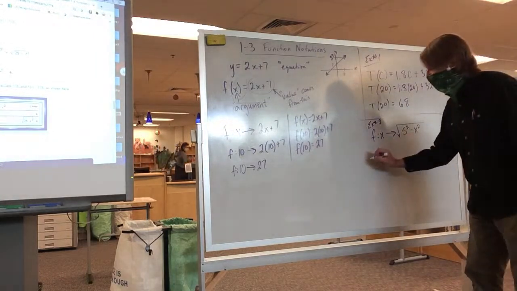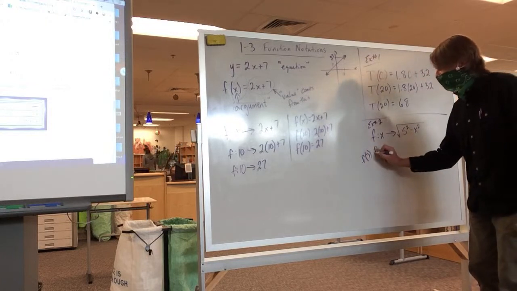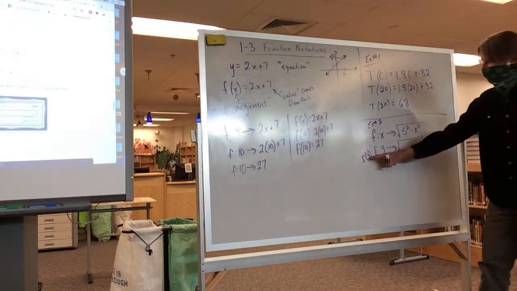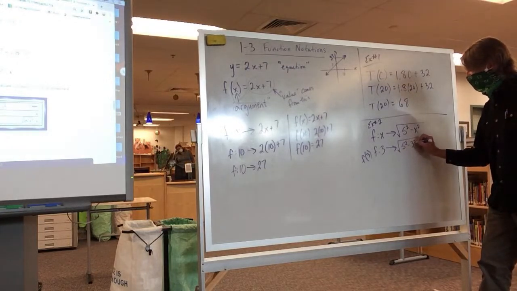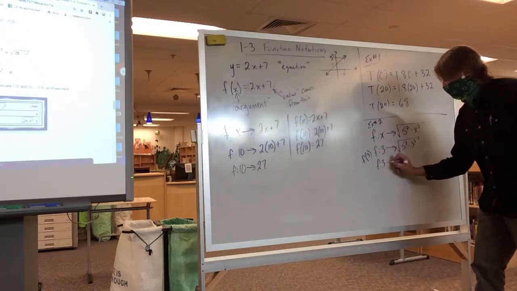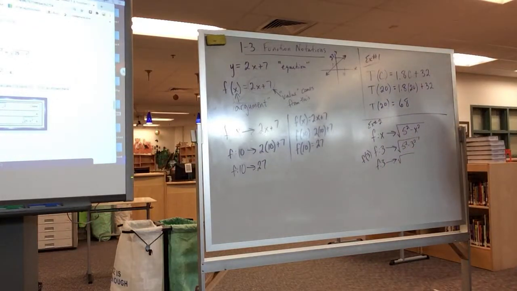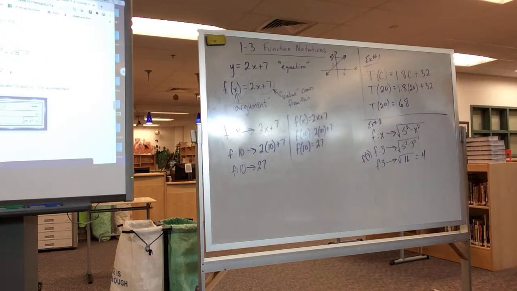So to evaluate f of 3, we're going to write it as f of 3 maps to, and then just wherever x is, plug in the 3. So now we have 5 squared minus 3 squared. And then f of 3 maps to, 5 squared minus 3 squared is 25 minus 9, which gives us 16. This is straightforward. So f of 3 is going to be 4.